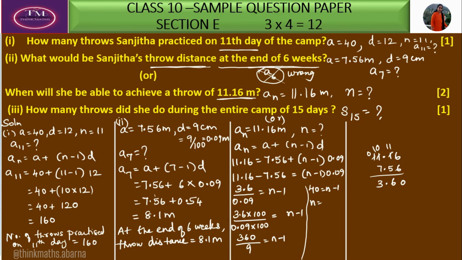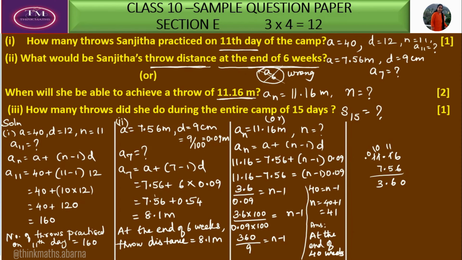Then n will be equal to this plus 1, when it comes to this side it will be plus 1. So it is 41. That means if n is equal to 41, at the end of 40 weeks she will achieve a throw of 11.16 meters. So the answer is at the end of 40 weeks, not at the end of 41 weeks. In the 41st week she will achieve this throw. At the end of means you should write 40 weeks. Okay children, I hope you can understand this concept.